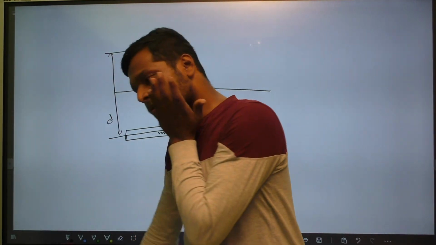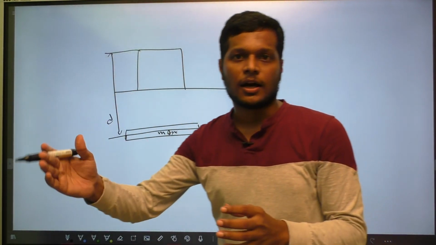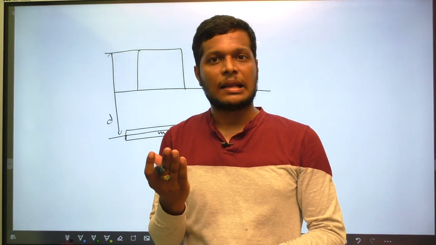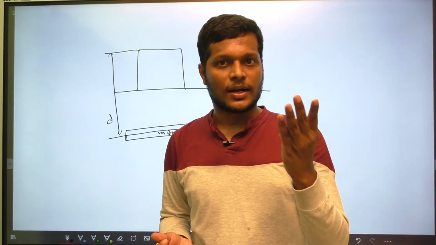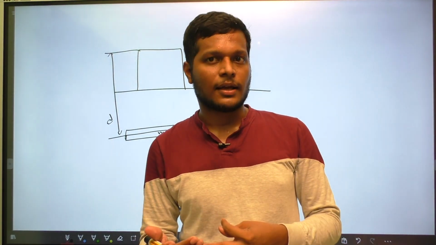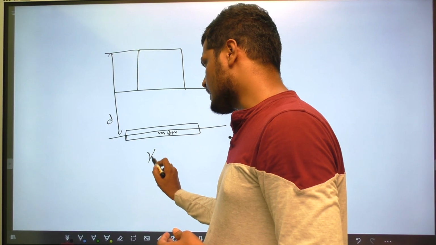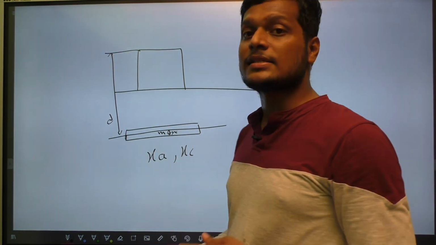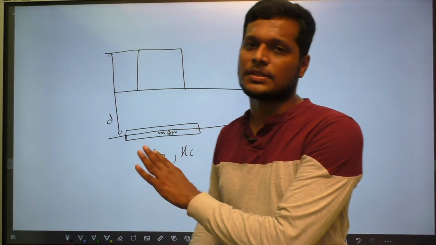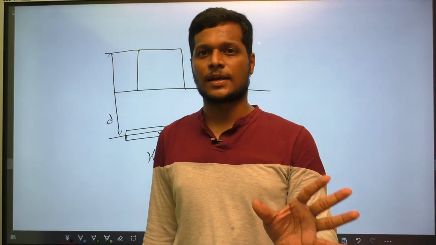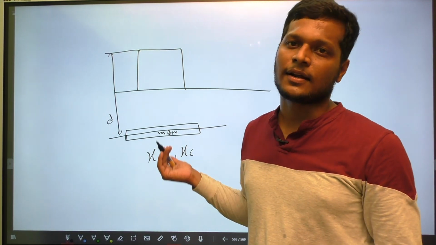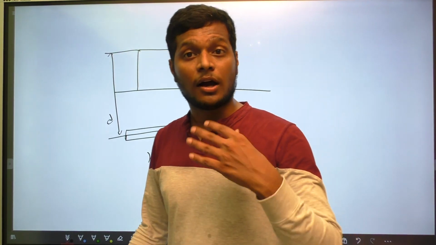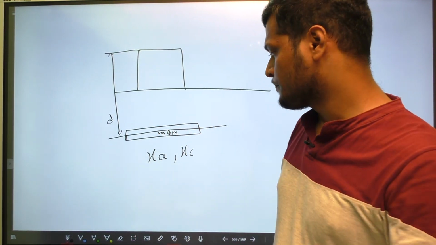In limit state, we find the depth of actual neutral axis and limiting neutral axis, xu and xu limit. Similarly here we have xa, the actual neutral axis, and xc, the critical neutral axis. The convention is different, but the meaning is the same. If xa is less than xc, it is under-reinforced; equal, balanced; greater, over-reinforced. Similar concept, but how we find it is a different method.